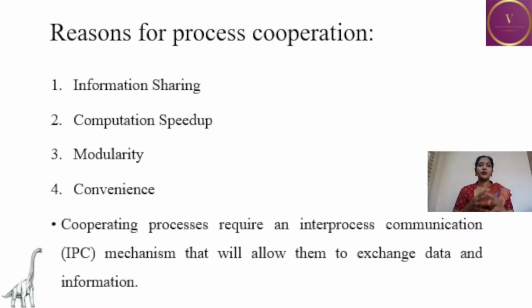So the next reason for process cooperation is computation speed. In order to increase the computation speed, we have to divide the main task into several subtasks, and all the subtasks have to run concurrently. That is, all the subtasks should be performed at the same time, so that once all the subtasks are completed, they can be combined, or they have to communicate with each other in order to complete the main task. By doing this, we can increase the computation speed.